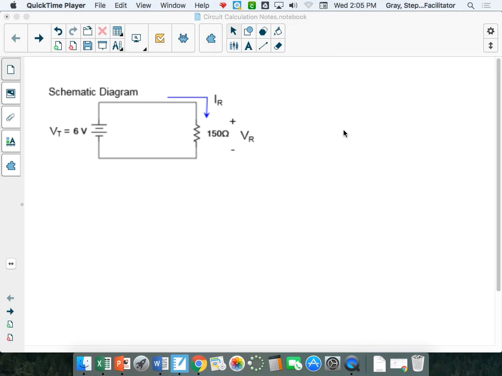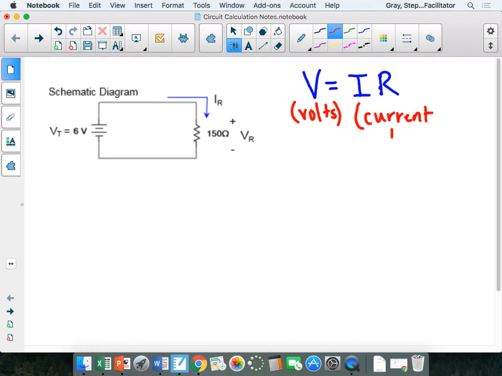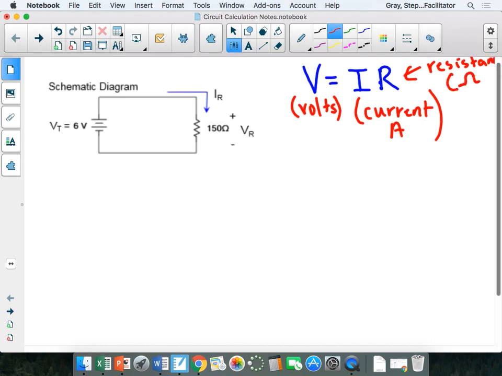page. The biggest thing is you're going to use Ohm's law for all of these, which is V equals IR. V equals I times R, and V is volts. That's the power. I is current, and that's measured in amps. And R is resistance, and that's measured in ohms.